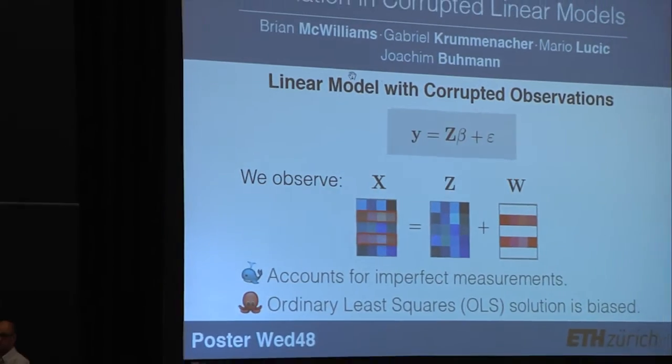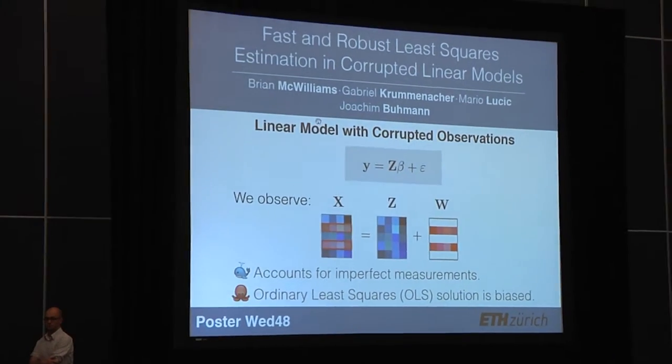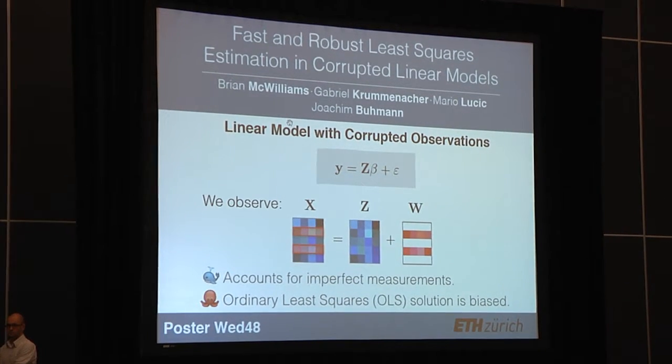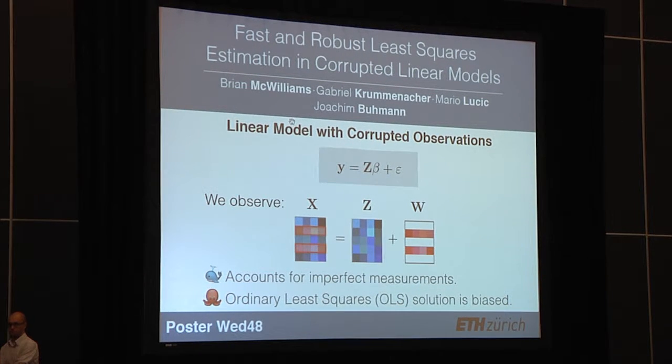So we consider a linear model where the response variable y is generated as a noisy linear combination of the true parameter vector beta. Crucially, however, we do not observe the true covariate z, but instead we see x, some of whose rows might be corrupted, as shown in this diagram. This setting accounts for noisy or error-prone measurement processes. Unfortunately, the least squares solution in this scenario is also biased.